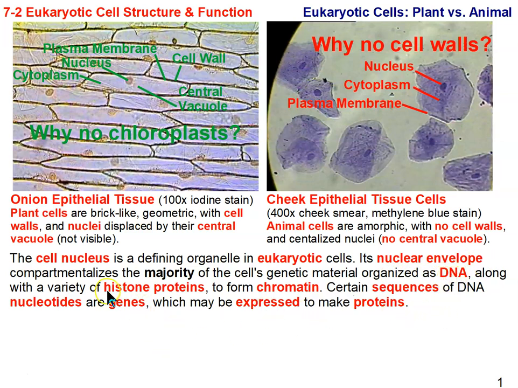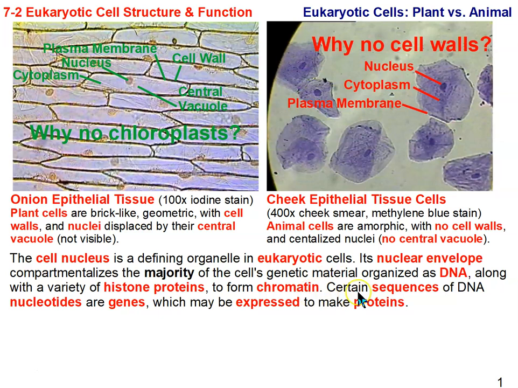That DNA also is associated in eukaryotic cells with a number of different proteins known as histones. So there are a variety of histone proteins that associate with the DNA within the nucleus of eukaryotic cells, and that forms a substance that we refer to as chromatin.